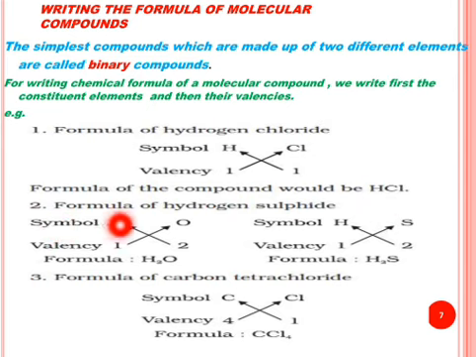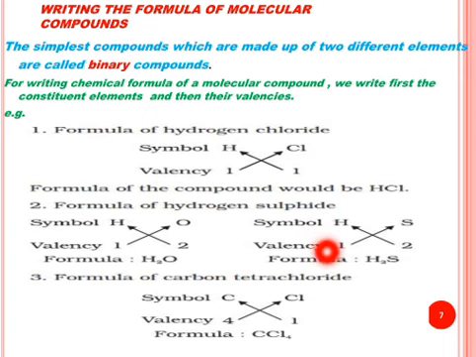See another example, formation of hydrogen sulfide. Again, it consists of two nonmetals. So write the symbols of the constituent elements in hydrogen sulfide. Symbol of hydrogen H, symbol of sulfur S. Then write their valencies.